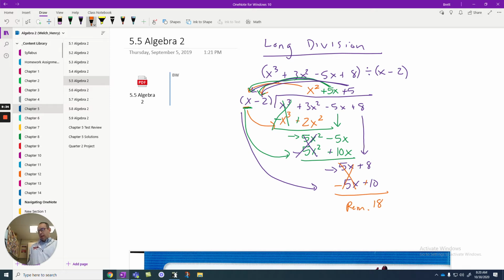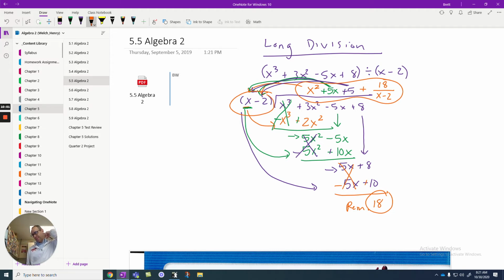So, to put that into my answer, I am going to add whatever this number is. Okay, 18 over whatever I was trying to divide by. Just like we did the 2 over 3, this is the same 18 over x minus 2. This is the long division of this problem.